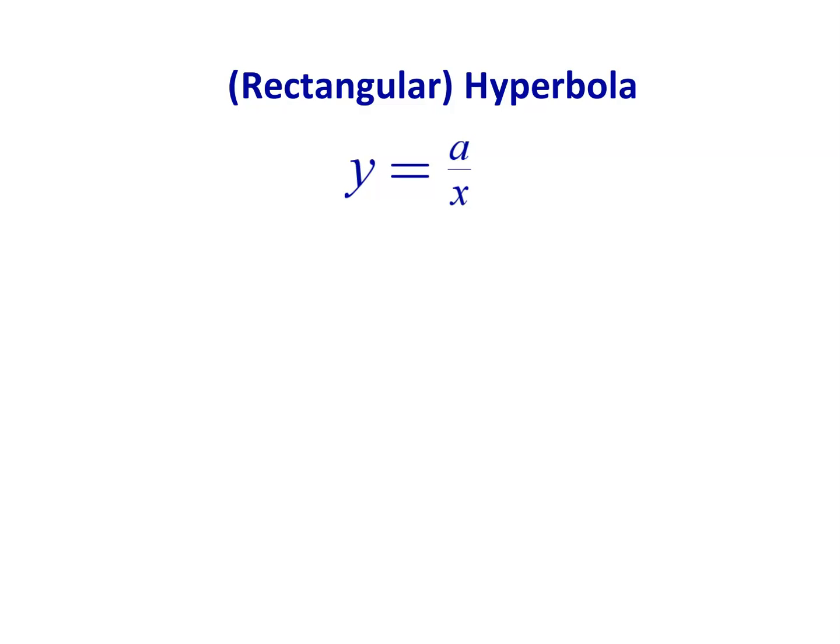You might just want to jot this down. The name of that formula is a hyperbola. The full name for it is a rectangular hyperbola, but I just call it a hyperbola. I haven't come across too many non-rectangular ones. So y equals a over x, where a is a constant.